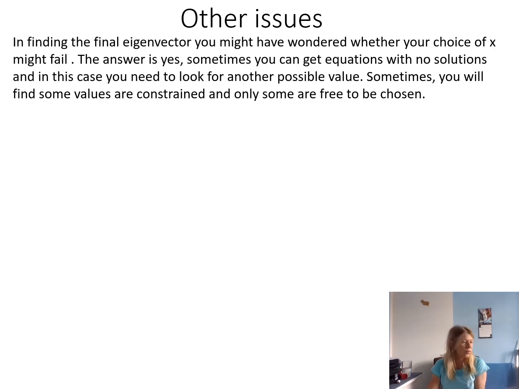Okay, other issues. So in finding a final eigenvector, you might have wondered whether your choice of x might fail. The answer is yes. Sometimes you can get equations with no solutions, and in this case you need to look for another possible value. Sometimes you'll find that some values are constrained and only some are free to choose.